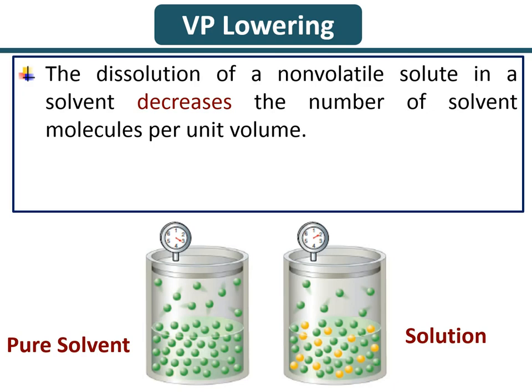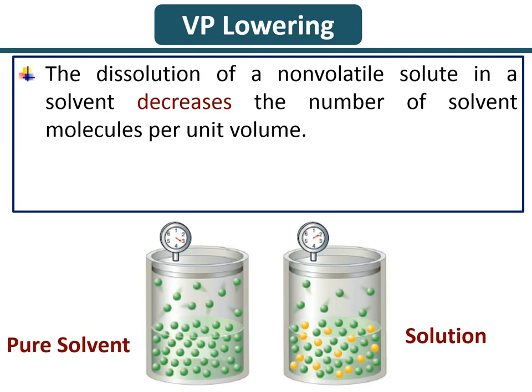Non-volatile is a material which has no tendency to be vaporized, like sodium chloride. This is a solid material, solid salt. It has no vapor pressure, okay? But volatile materials like water, like ethanol, of course, have different volatility, based on the nature of the material itself, okay?